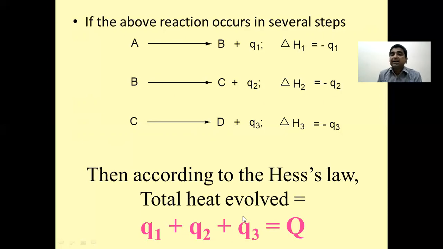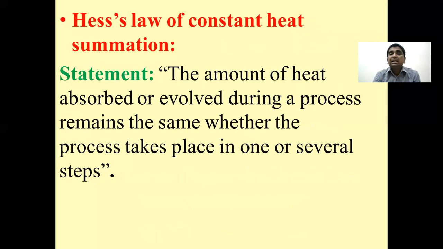So this is the concept of Hess's law. So what is Hess's law? It states that the amount of heat absorbed or evolved during a chemical process remains the same whether the process takes place in one or several steps. Means if the process is taking place in one step, two steps, three steps, four steps, five steps, or several steps, then whatever the net energy changes for those possible pathways, they remain constant.